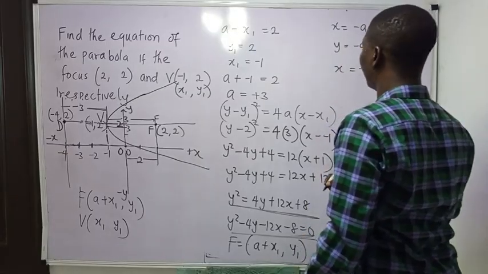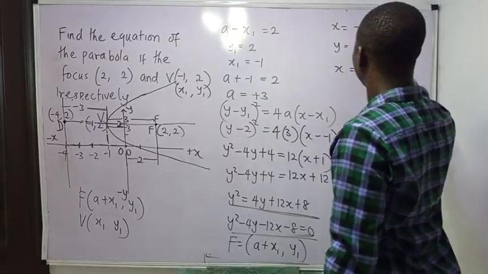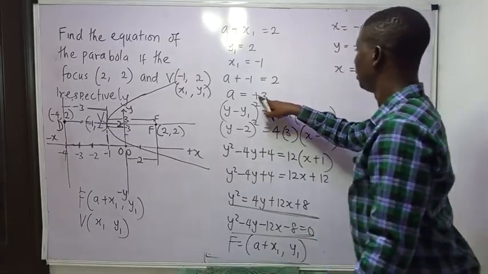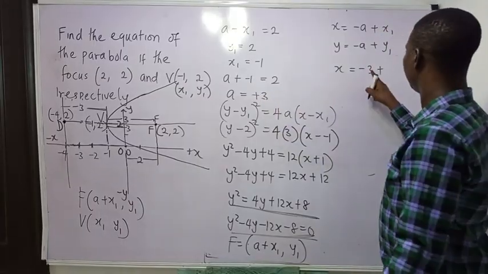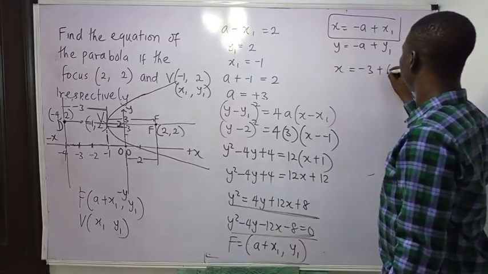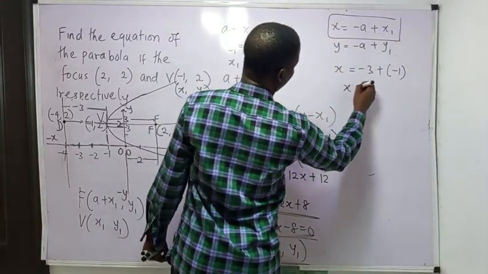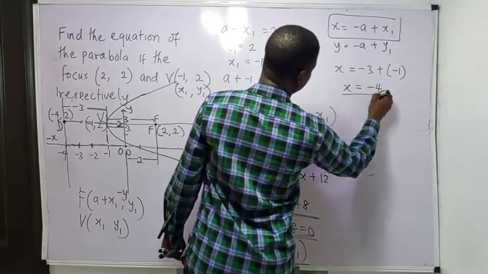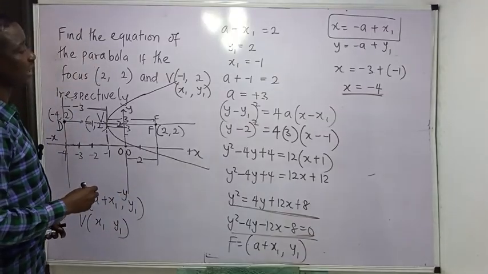-3 plus, is it -3? Yes. Minus, what is the original value of A? It is 3. Then plus, what is our S1? This is what we are doing. It is -1. Therefore, S equals what? So that is the equation of the directrix.